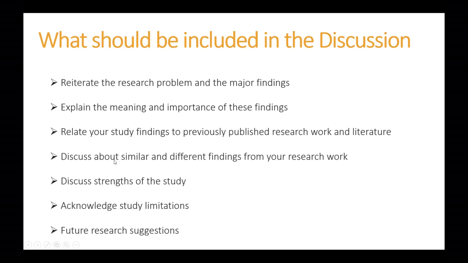Then we also need to discuss the similarities and differences in our research work and what was found previously. So when you find previously published literature, this is what you're going to discuss in the discussion section, where you will write what was similar and different based on the previous literature. We also need to include the strengths of the study, acknowledge study limitations, and write about future research suggestions. So we will cover in detail each of these points over here.